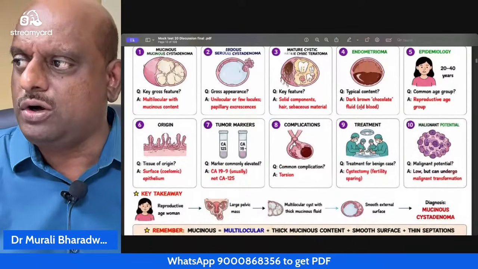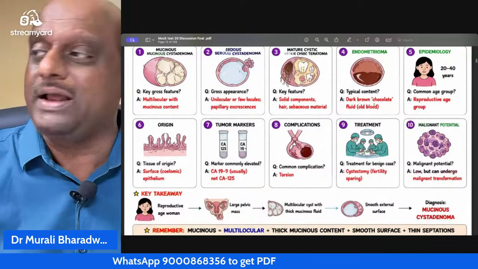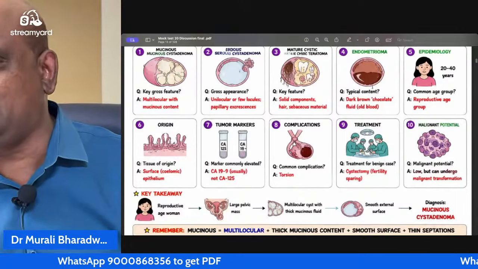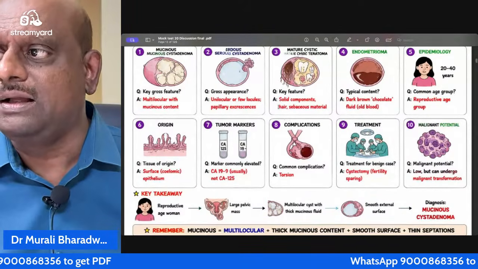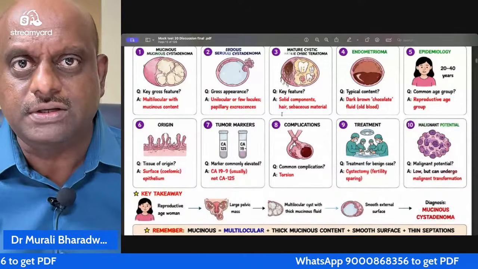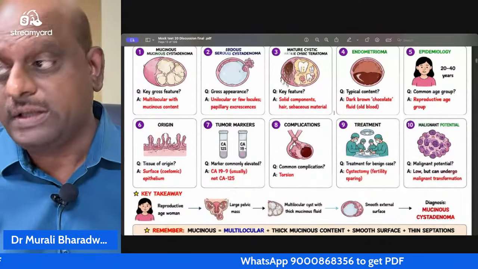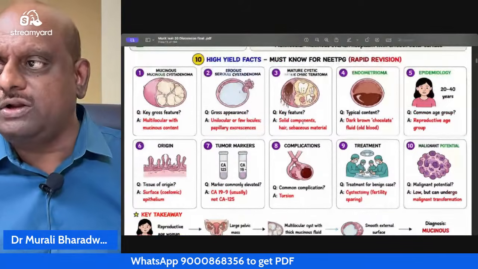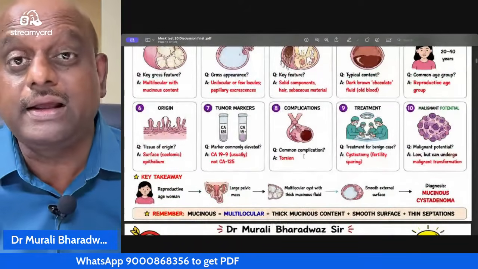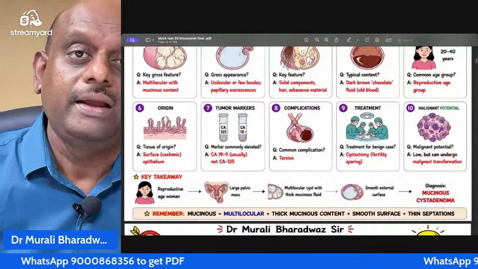Dark brown chocolate fluid is typically seen in endometrioma. If it is mature cystic teratoma, solid components, hair, sebaceous material will be there. And what is a very common complication of a teratoma? It can undergo torsion.